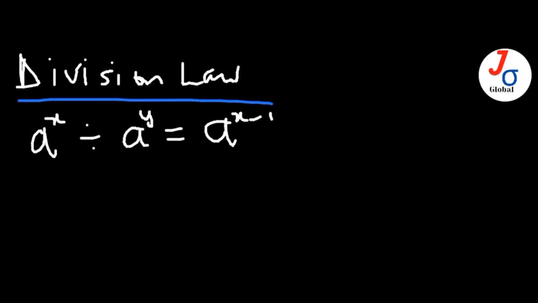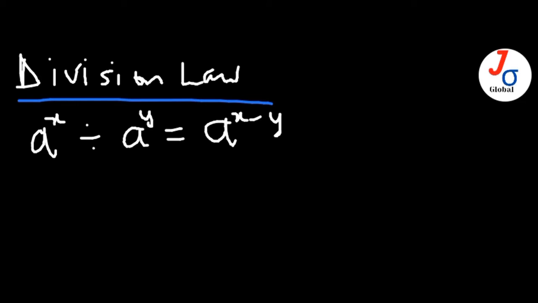So there we go with the division law. The general rule for that is a to the power of x divided by a to the power of y is equal to a to the power of x minus y. That means this rule only holds when the bases are the same.